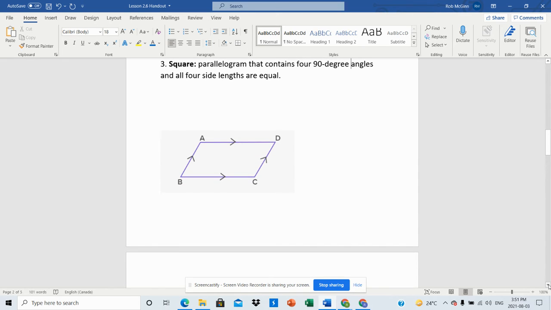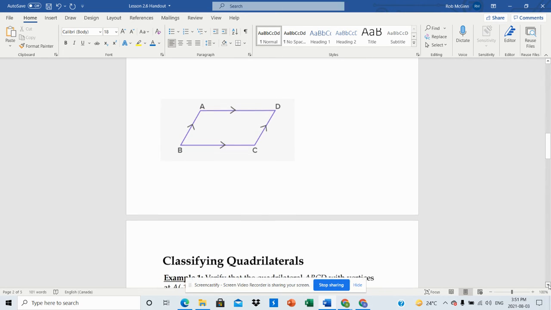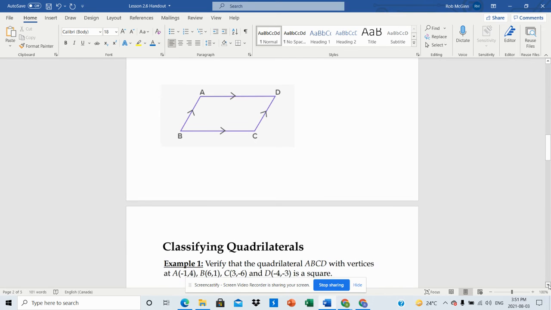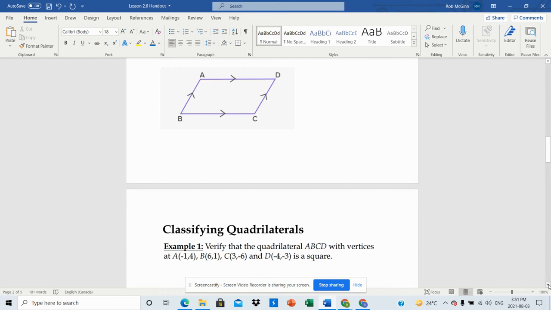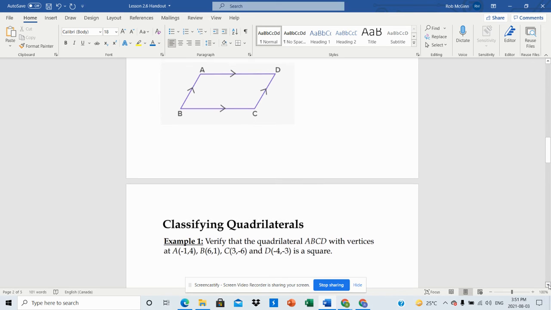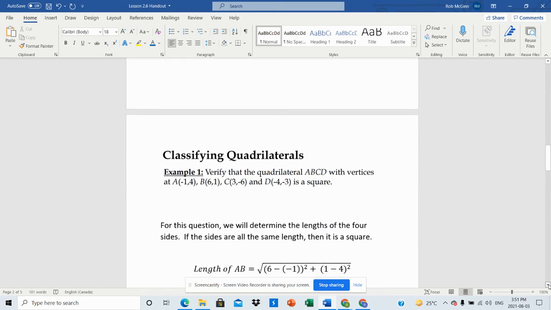So we can use the knowledge that we have to this point in order to figure out what type of quadrilateral we're dealing with. So classifying quadrilaterals. Example 1, we want to verify that the quadrilateral ABCD with vertices at A negative 1, 4, B 6, 1, C 3, negative 6, and D negative 4, negative 3 is a square. So really what we're going to be doing here is for this question we'll determine the lengths of the four sides. If the sides are all the same length, then it's a square.